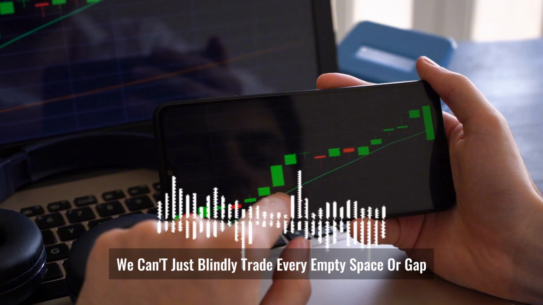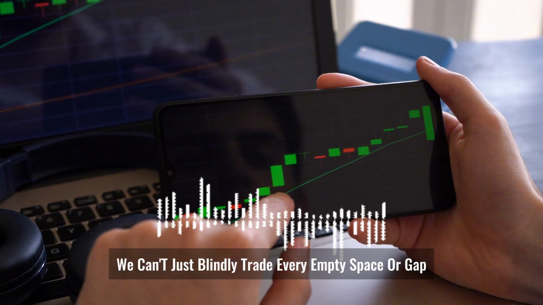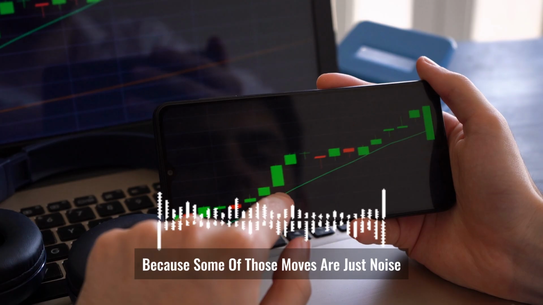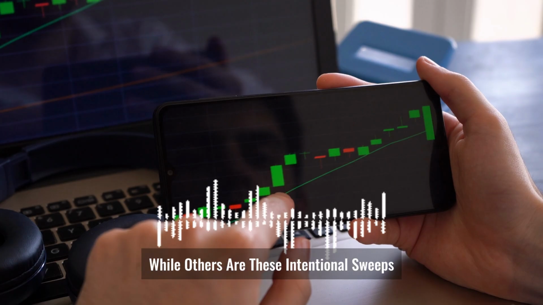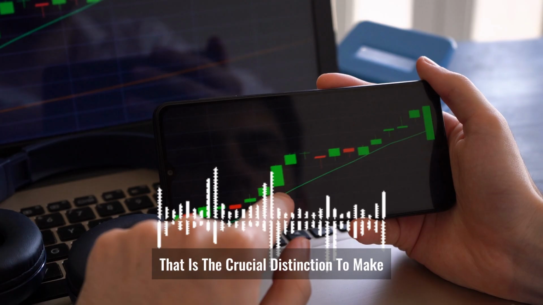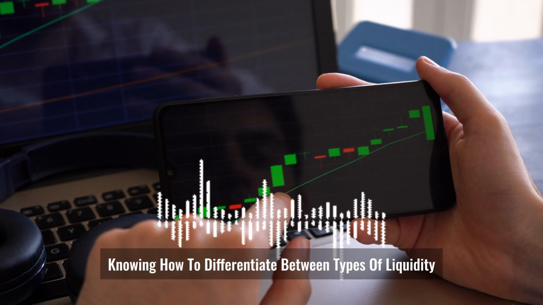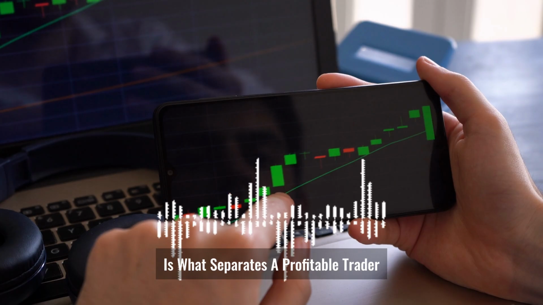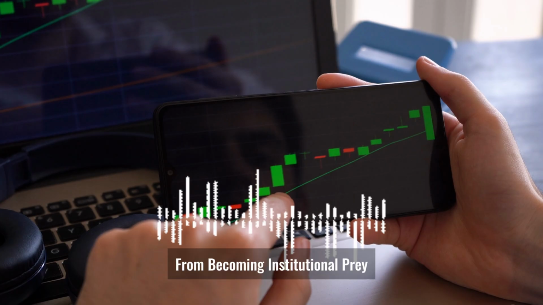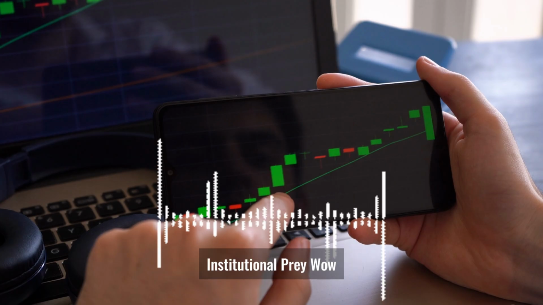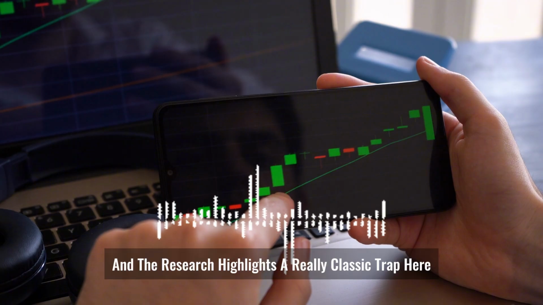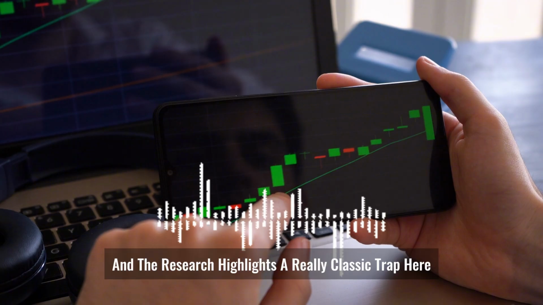Which means we can't just blindly trade every empty space or gap we see, right? Because some of those moves are just noise, while others are these intentional sweeps. That is the crucial distinction to make. Knowing how to differentiate between types of liquidity is what separates a profitable trader from becoming institutional prey. Institutional prey, wow.